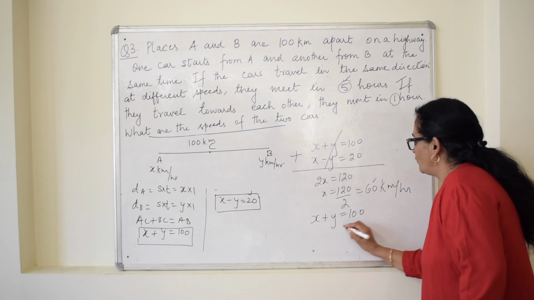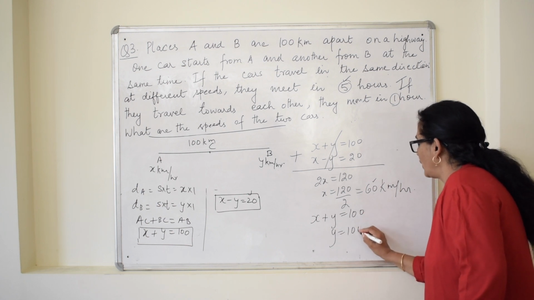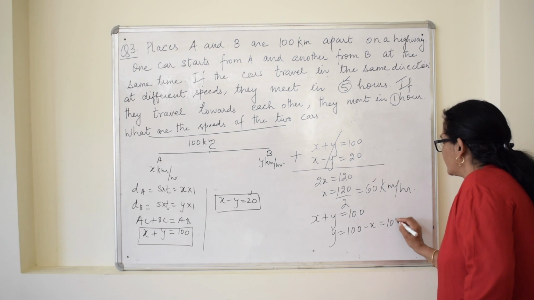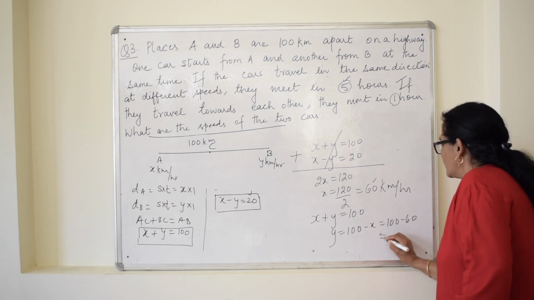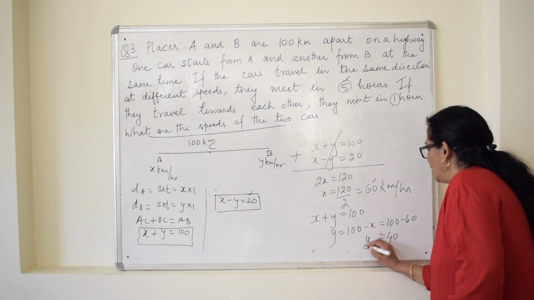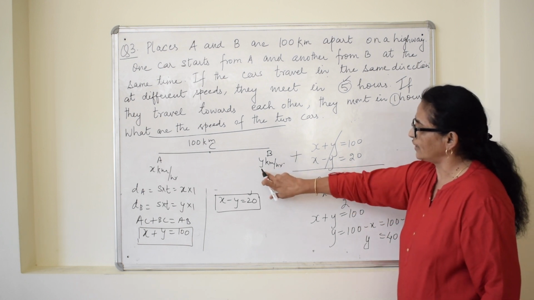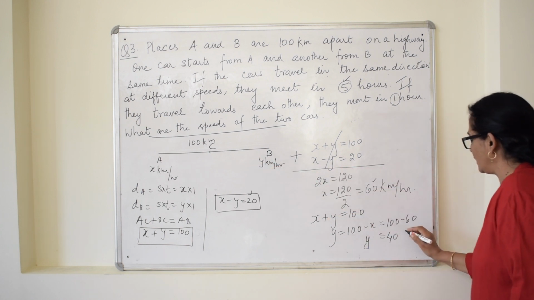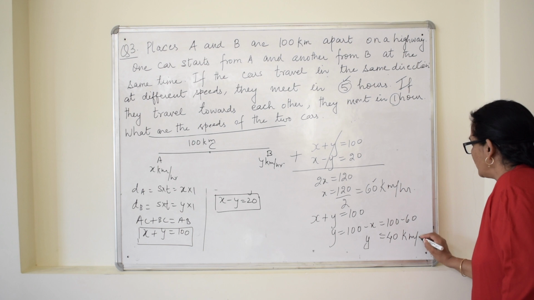So the value of y will be 100 minus x, that is 100 minus 60, so 40. So the value of y is 40, and what was y? The speed of car B. So 40 kilometers per hour.